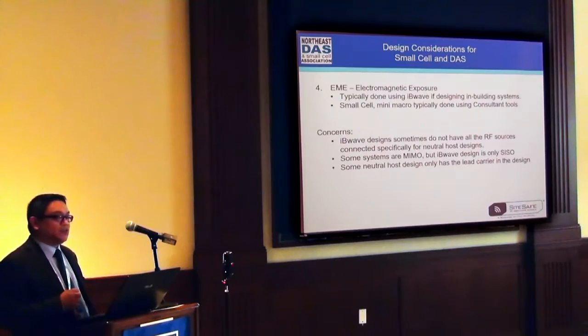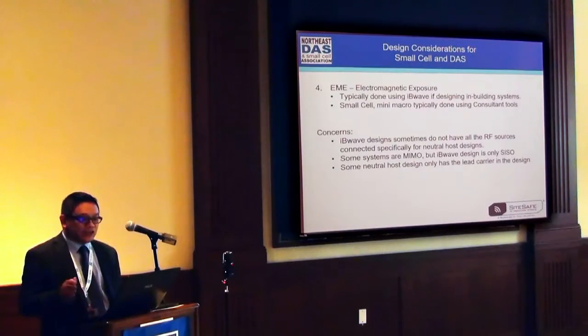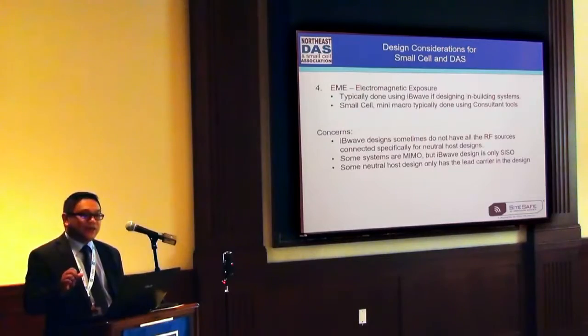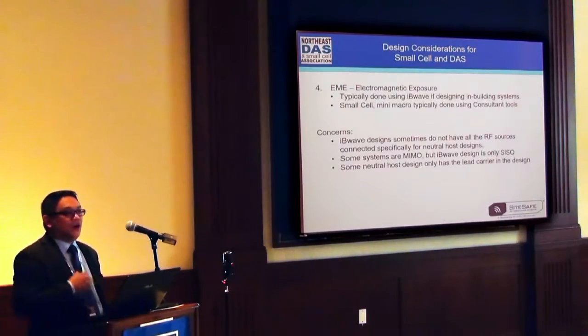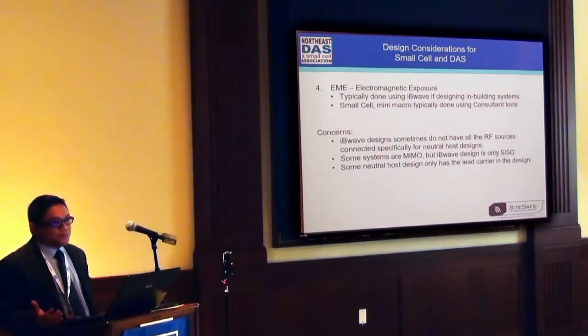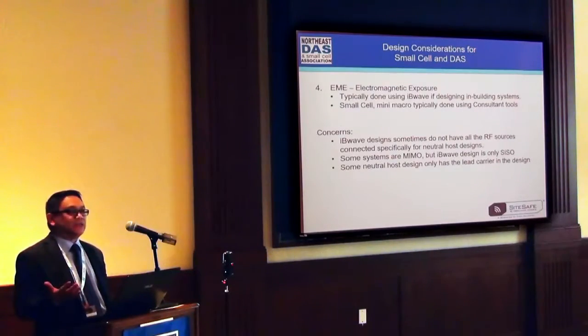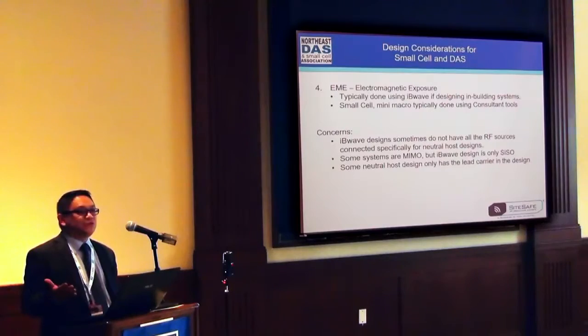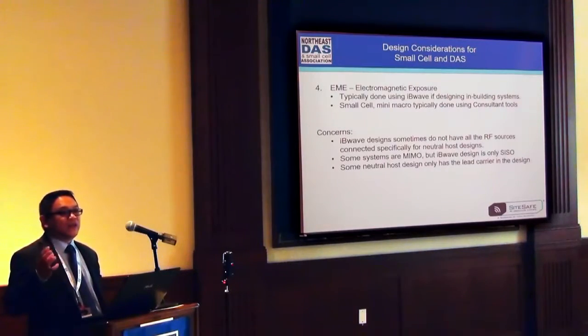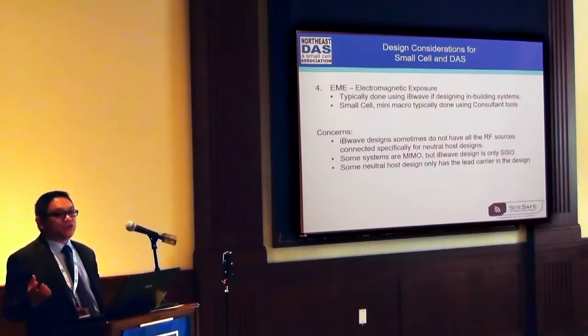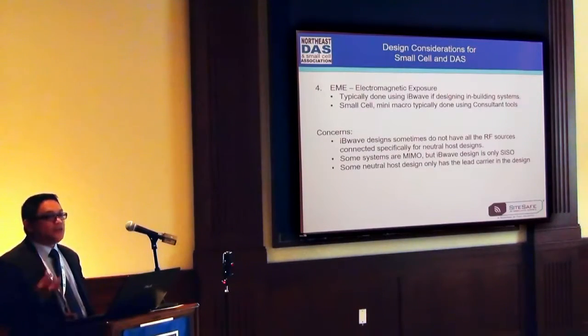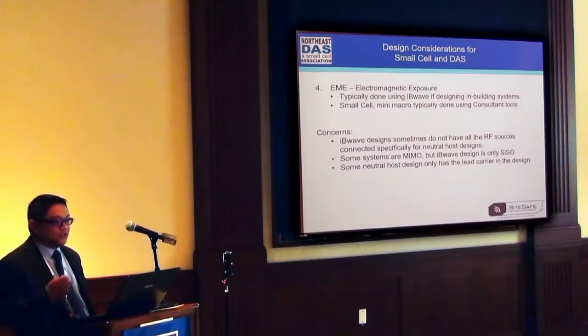The other thing is that some of the neutral host designs are designed only based on the lead carrier, so they are not considering all of the carriers in the system. All of these contribute to, shall we say, error in calculations in terms of EME compliance. Because the FCC rules say that all of the RF sources within a given area should be measured or predicted, so that the composite impact is determined for RF compliance, and not just for individuals or individual carriers.